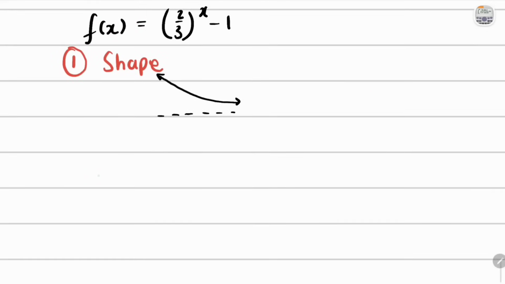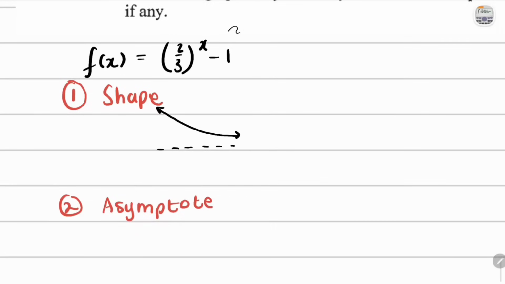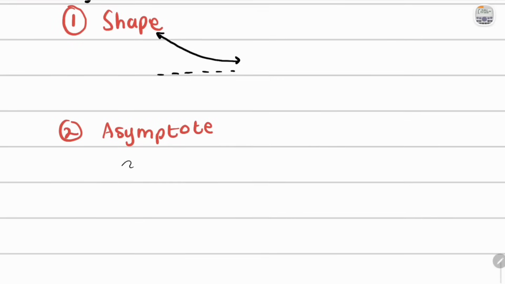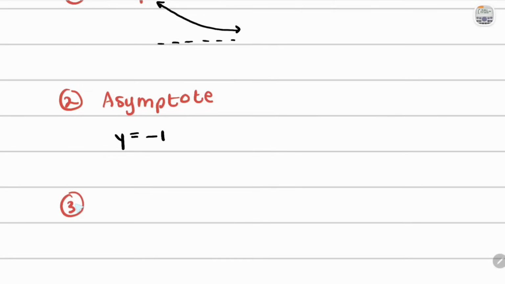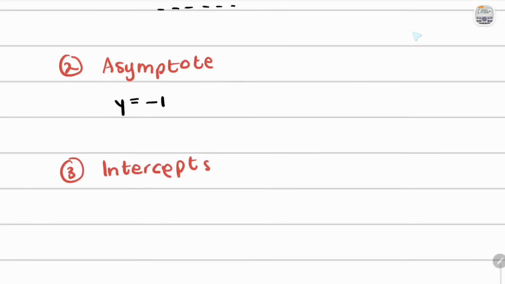Now, the second thing we'll consider would be the asymptote. Now, we already have the asymptote. We know that that is this over here. It's that horizontal asymptote. And it's a horizontal line, so it starts with y equals. So y equals -1 is our asymptote. And then the third thing we'll consider would be any intercepts. So this will be x and y intercepts.